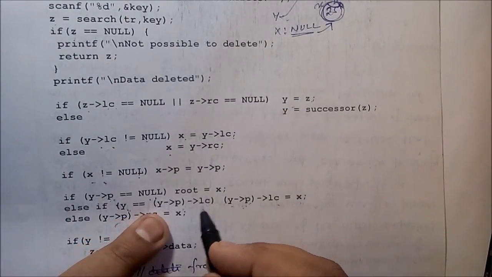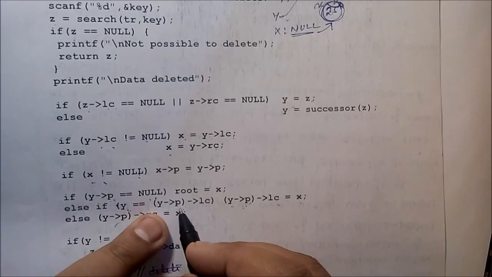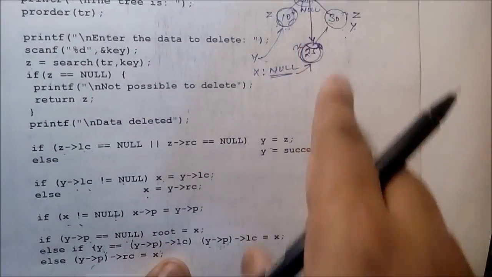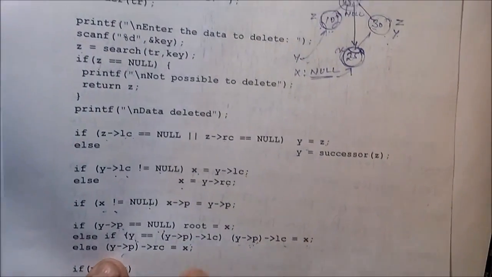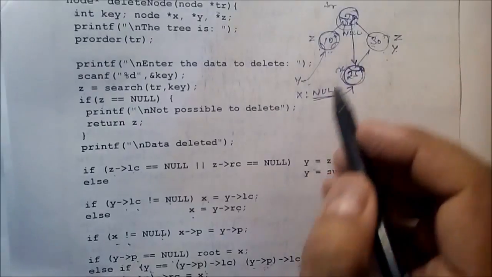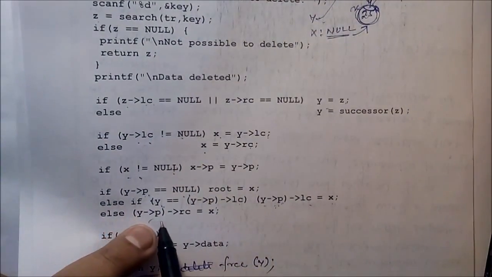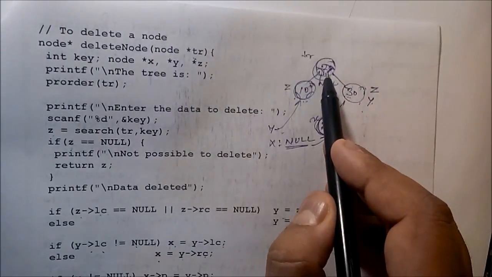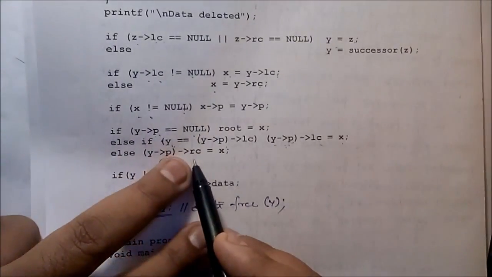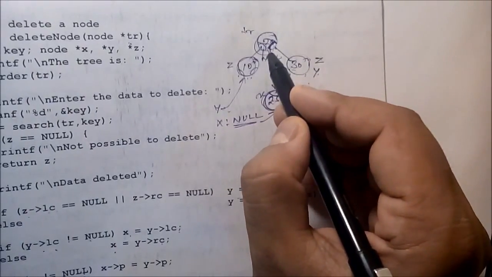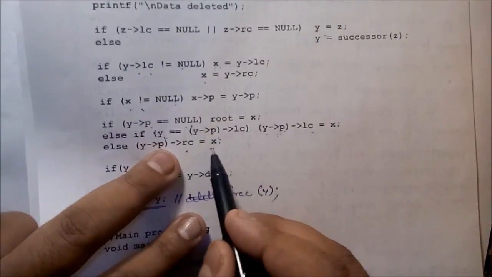Is y the left child of the parent of y? Now the condition is false. So in the right part of this particular node, you put the parent of y. Parent of y means what? This one, and its right child part, the RC part. RC part means what? In this part we store the address of x.